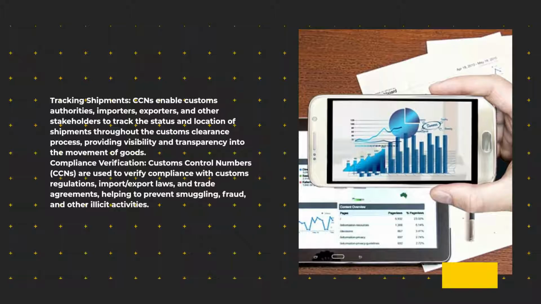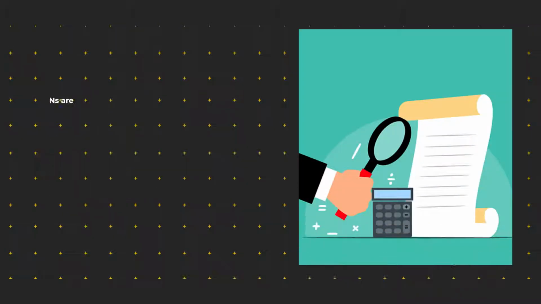Compliance verification. Customs control numbers, CCNs, are used to verify compliance with customs regulations, import-export laws, and trade agreements, helping to prevent smuggling, fraud, and other illicit activities.